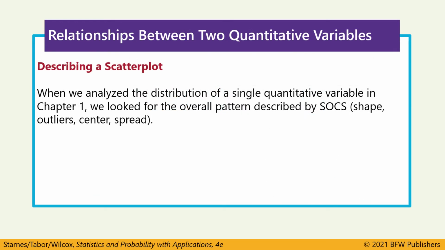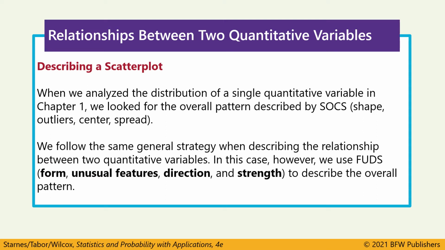One of the main questions we'll be asked when we're looking at a scatter plot is either to describe the relationship or describe the association. Back in chapter 1, we talked about describing a distribution. And when we're asked to describe a distribution, we use the acronym SOCS, shape, outlier, center, spread. When we're asked to describe an association or a relationship, we use the acronym FUDS for form, unusual features, direction, and strength.